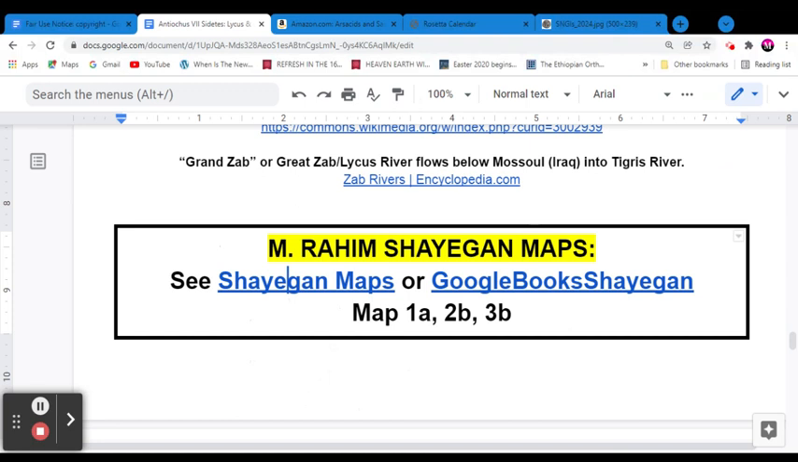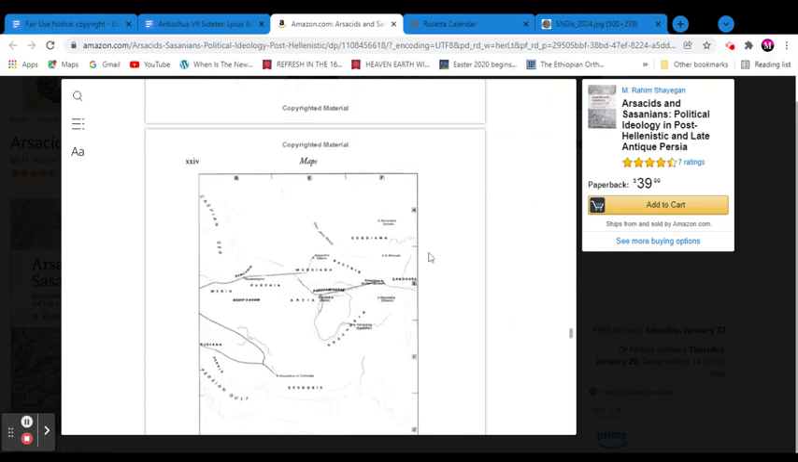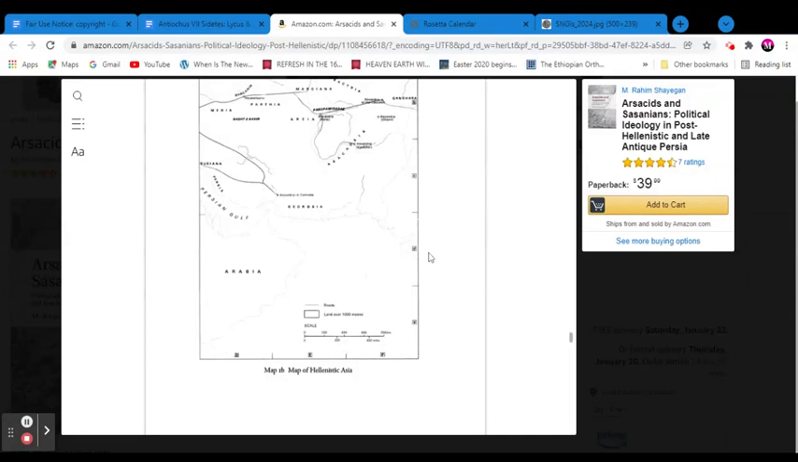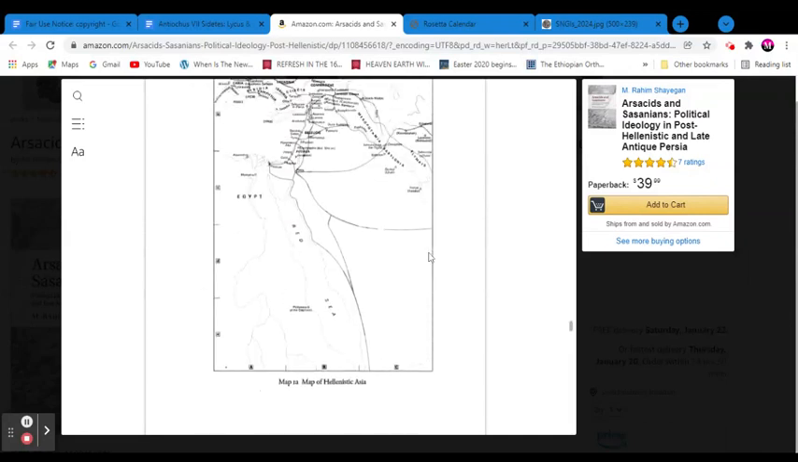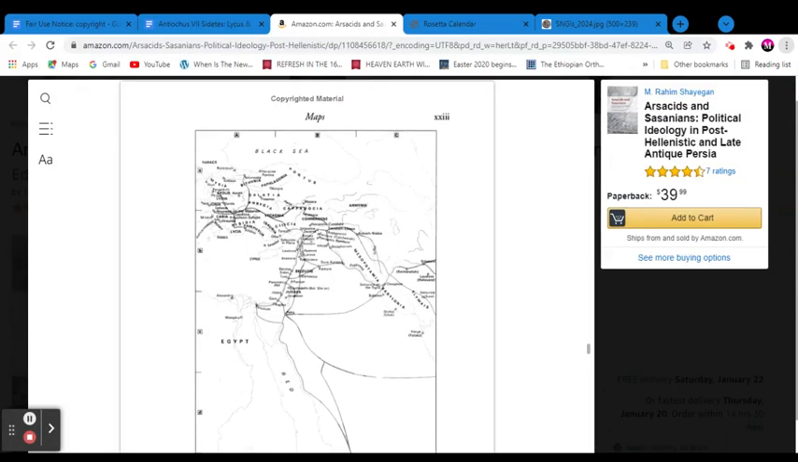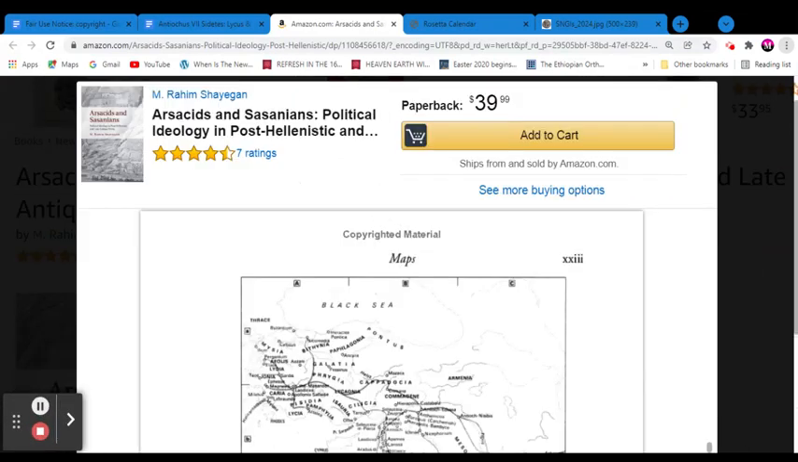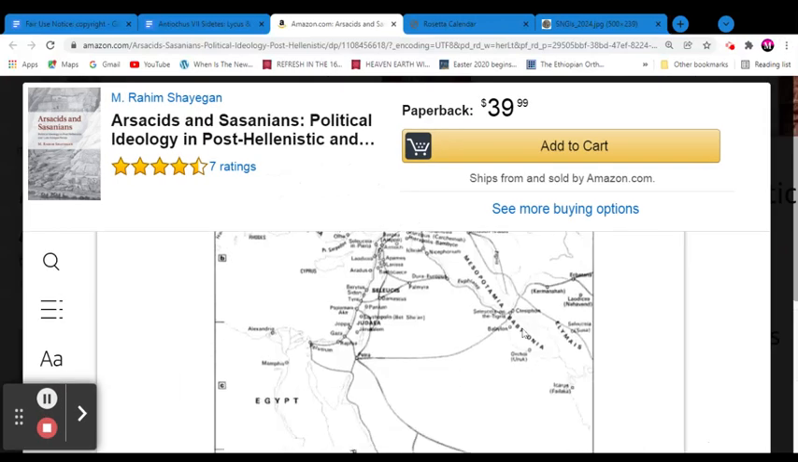Let's see which map we want to look at. We want to look at map 1A, 2B, and 3B. Okay, that's 1B. 1A dealing with the Hellenistic. And let me blow this up, just to give you an idea where Mesopotamia is and Babylonia is in this area here.